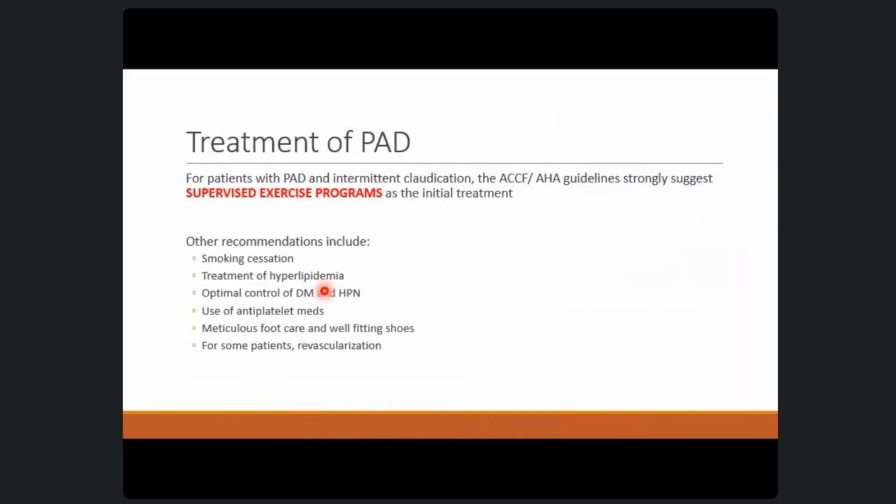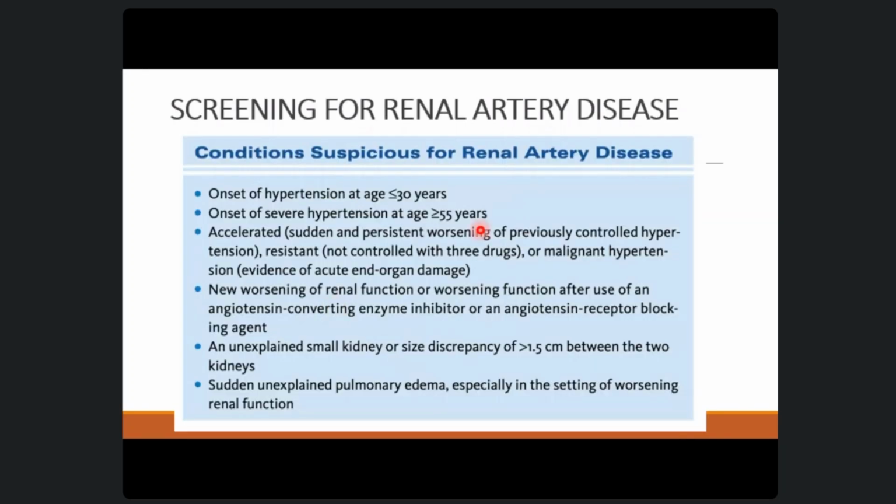Okay, continue. So, treatment of PAD. PAD and intermittent claudication, according to the ACC/AHA guidelines, they suggest a supervised exercise program as the initial treatment. Meaning the patient is made to exercise. These are for our rehab colleagues. Other recommendations, of course, are to ask them to stop smoking, treatment of the underlying disease, antiplatelet therapy, and for some, revascularization of that area.